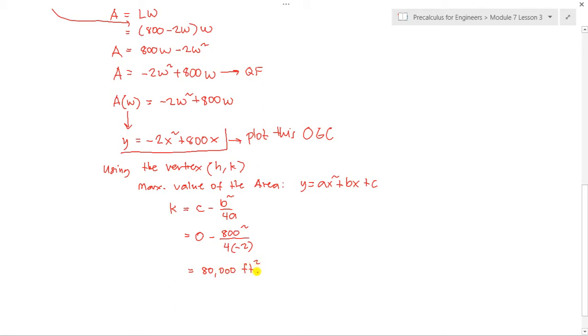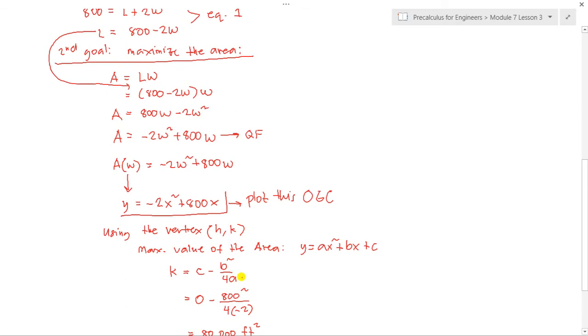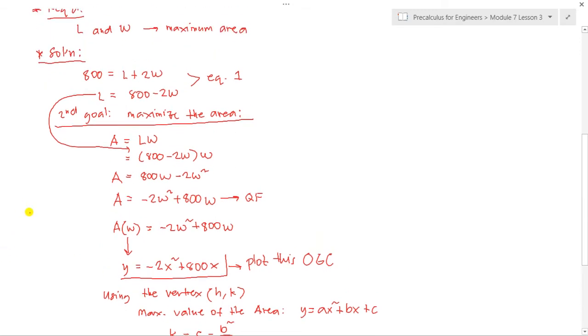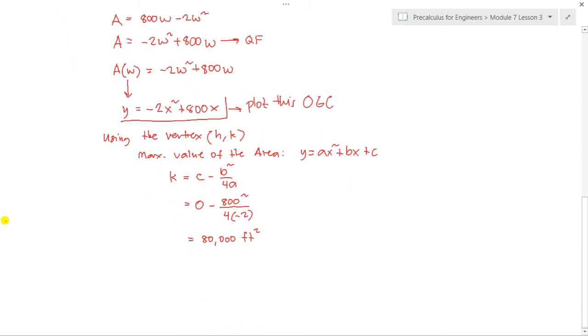80,000 square feet, because in feet. So therefore K here, this K is just equal to the maximum area, which is 800 feet. The maximum area, since our function for area in terms of W is a quadratic function.